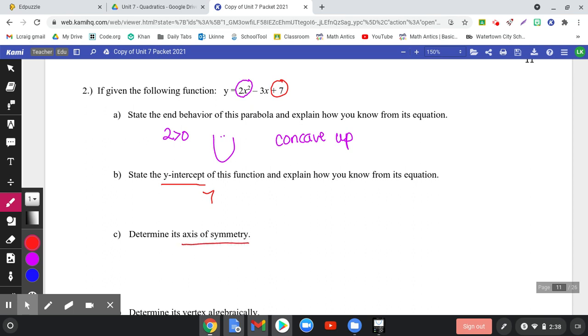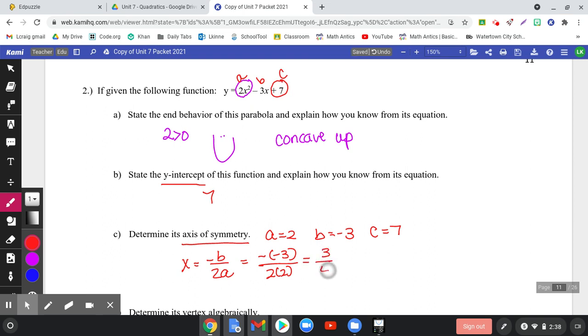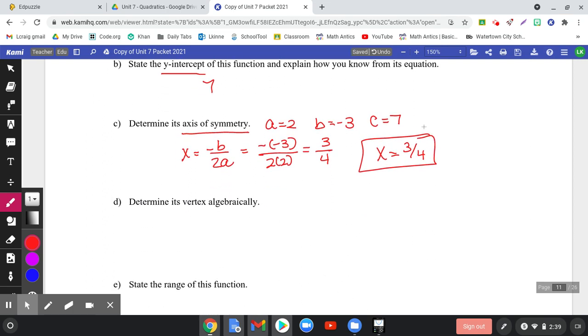So axis of symmetry, x equals -b over 2a. So if you go to your equation, a is +2, right? Here's a, b, c. B is -3, c is 7. So for our axis of symmetry, -b, so -3 over 2 times a, 2 times 2. -3 is +3 over 4. X equals 3/4 or x equals 0.75. That's your axis of symmetry. That's why we're not seeing it on the calculator, because it's a fraction.